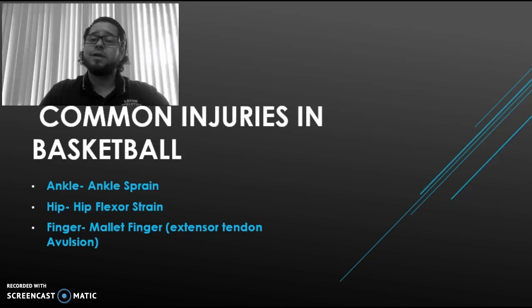The hip flexor strain is a big part of the movements in basketball because you constantly use your hips to be in an athletic position, to change direction. And in fingers, the finger mallet is a common injury because you use your hands to dribble the basketball, to pass it, or to shoot the basketball.